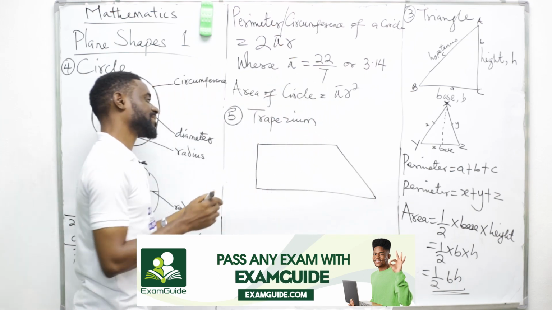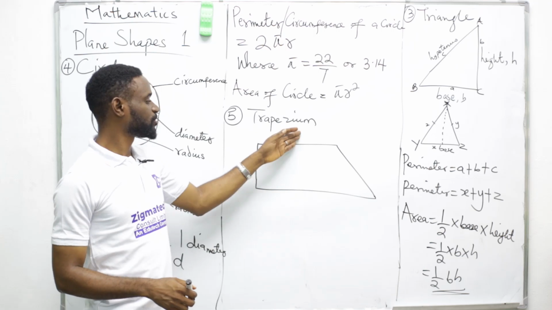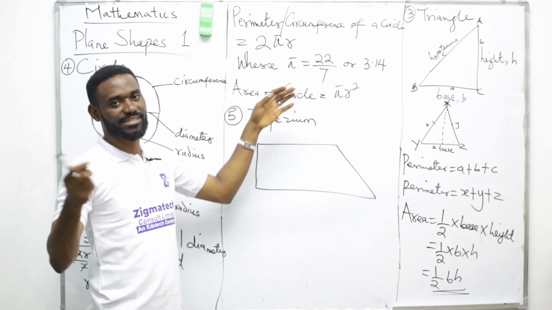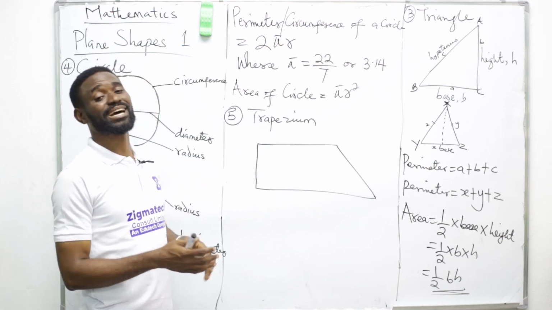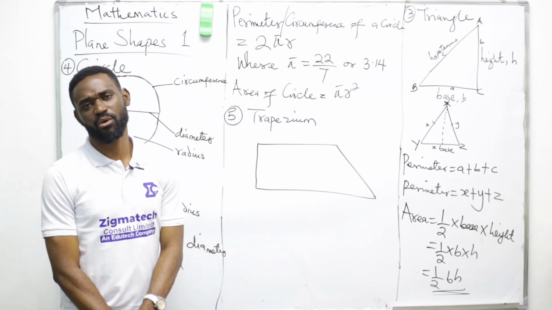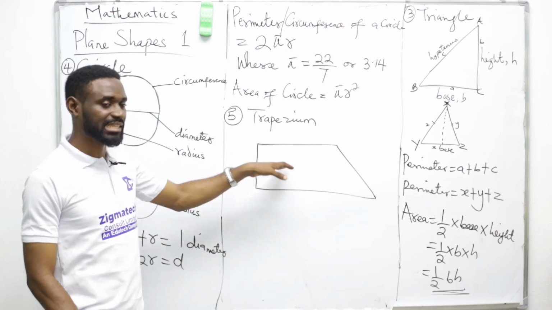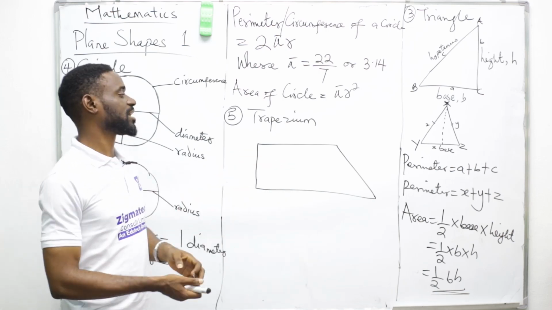One thing about a trapezium is that it has 2 parallel sides that are opposite each other, but they are not equal. In a trapezium, almost none of the sides are equal. It's a quadrilateral, but almost none of the sides are equal.